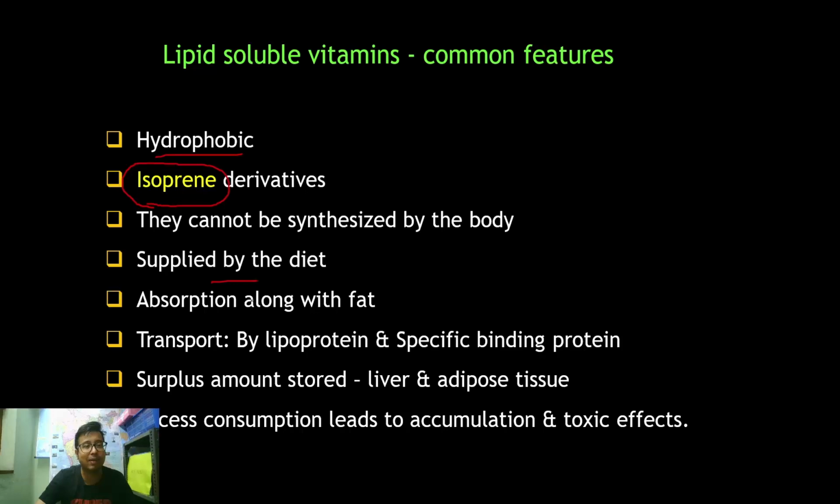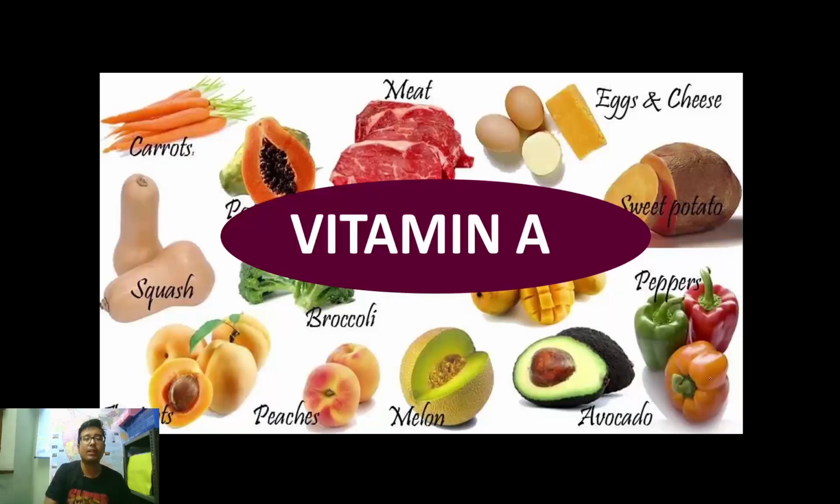They cannot be synthesized, are supplied in diet, absorbed along with fat, transported by specific carriers and binding proteins, surplus amount is stored, and excess consumption leads to toxic effect. Their deficiency disorder is not likely and can be treated with depot preparation. So this covers the prelude of the vitamins, and now we will go into vitamin A. I intend to take this class in 2 halves because there are so many things. If I tell you this in one go, it might be too much for you. So let's see if you can take it, and I will stop where I need to.